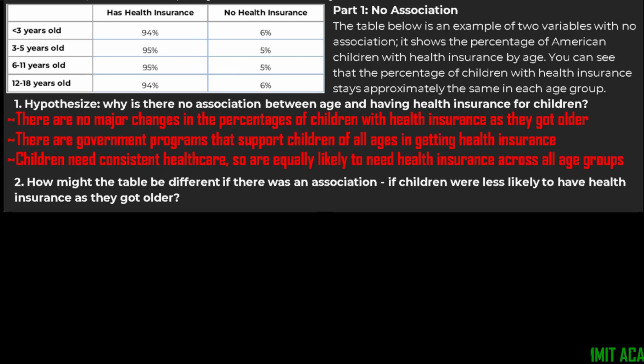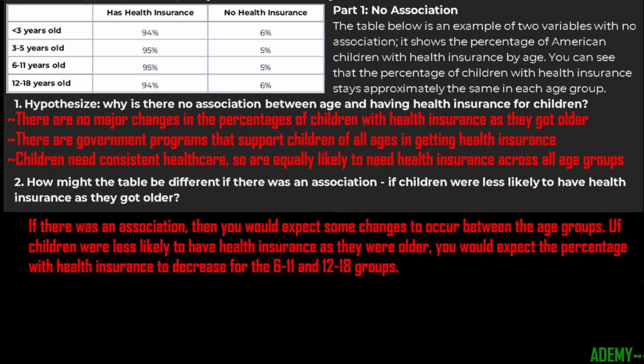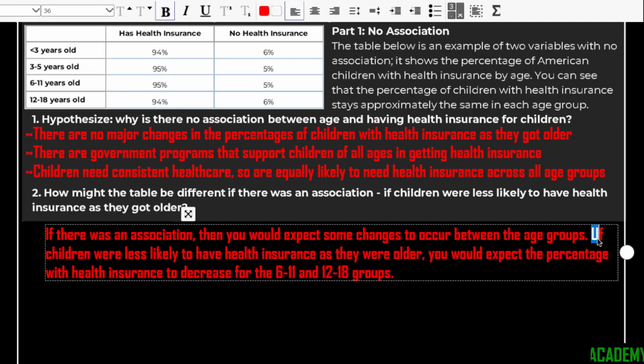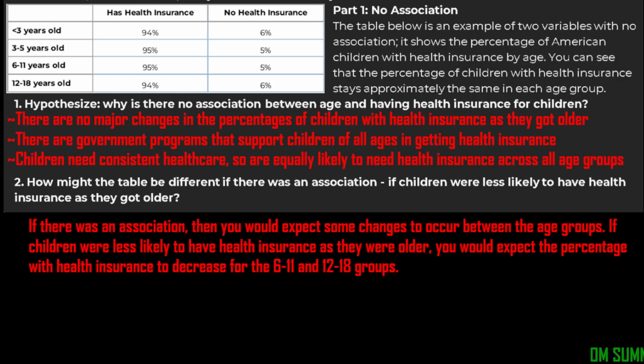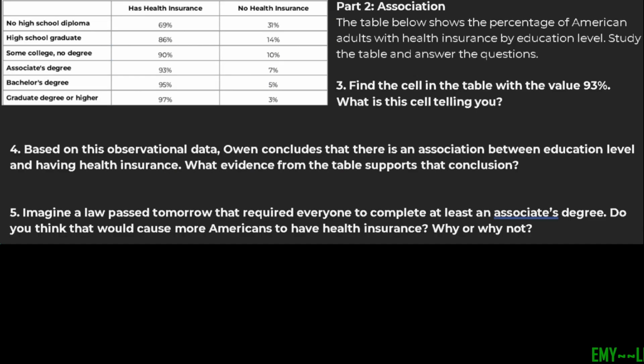And then for number two, it says, how might the table be different if there was an association, if children were less likely to have health insurance as they got older? So let's kind of flip it around, but we can say this. It says, if there was an association, then you would expect some changes to occur between the age groups. Yes, you do have to write all this, but you should probably spell it correctly. It should say if, not elf, if. Okay. If children were less likely to have health insurance as they were older, you would expect the percentages with health insurance to decrease for the 6 to 11 and 12 to 18 groups, which is the two that are on the bottom here.